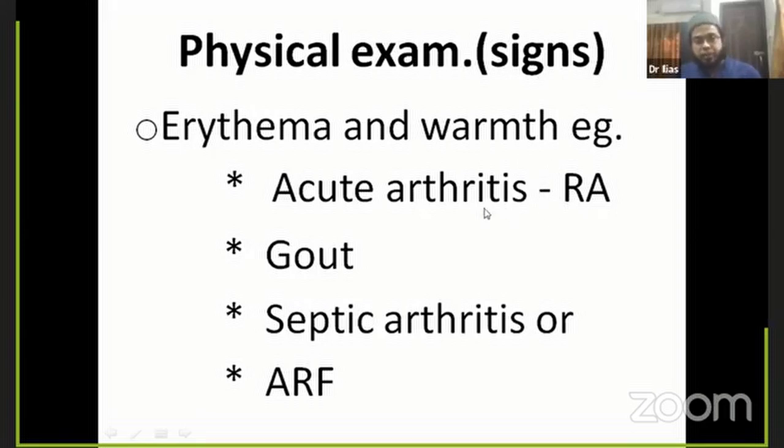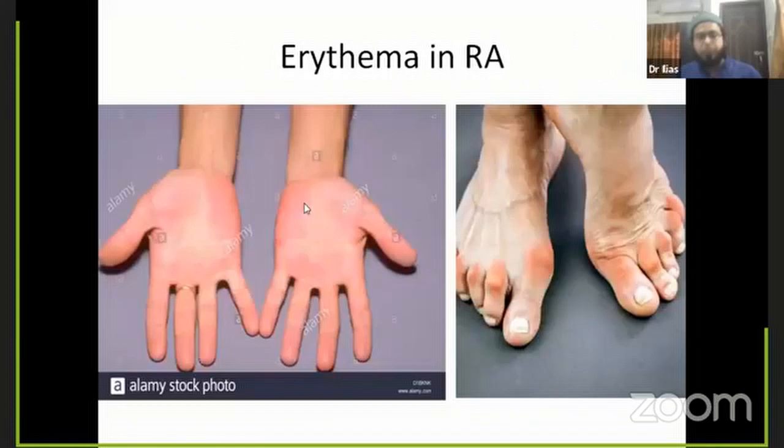In case of acute arthritis, we will get erythema. Sometimes we will get the erythema in gout, in septic arthritis, and these are the erythema in case of rheumatoid arthritis in the finger joints and on the palm.